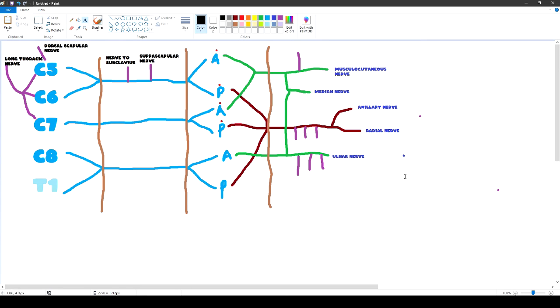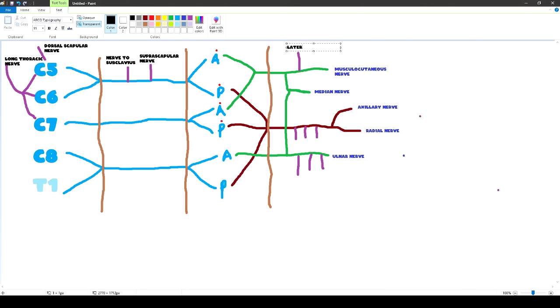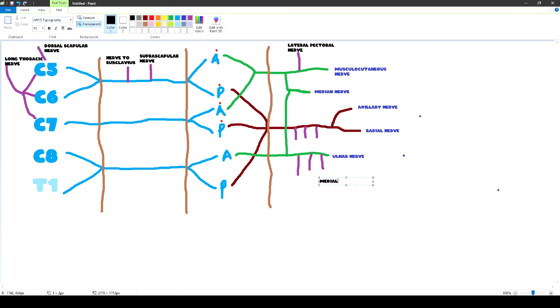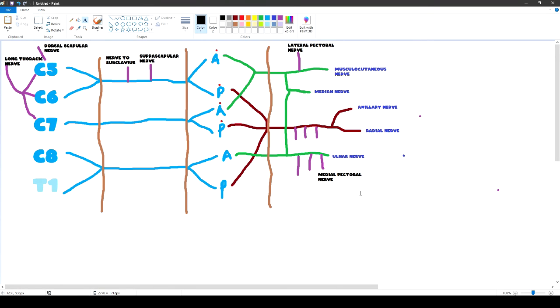Finally, the branches of the cords. You want to memorize the branches of the lateral cord and the medial cord together because they are similar. The lateral cord gives the lateral pectoral nerve, which supplies only the pectoralis major muscle. It pierces through the clavipectoral fascia and supplies the pectoralis major muscle only. The medial cord gives the medial pectoral nerve. The medial pectoral nerve supplies both pectoralis major and minor. It pierces through the pectoralis minor to reach pectoralis major muscle.